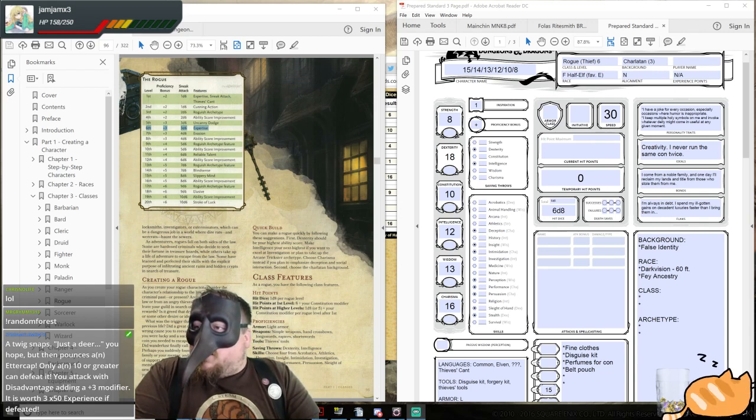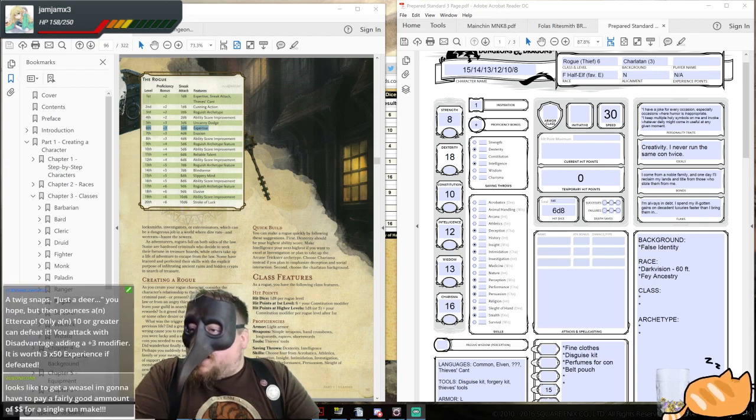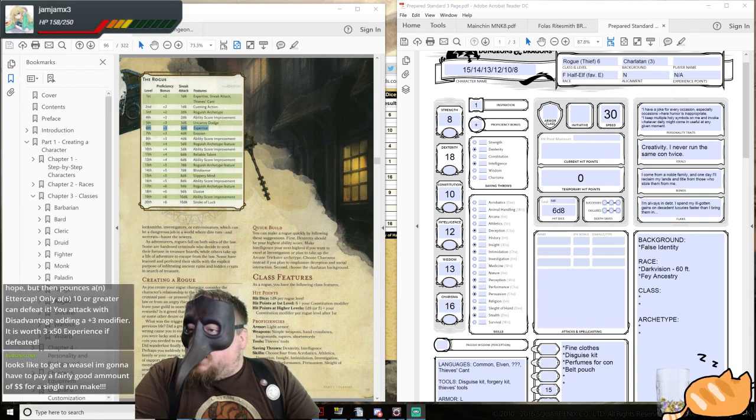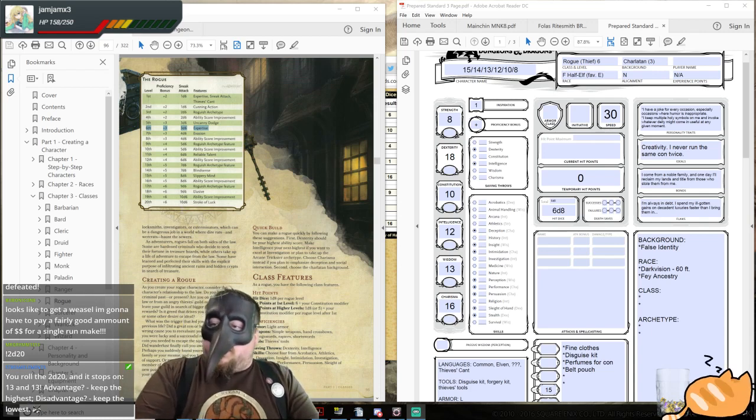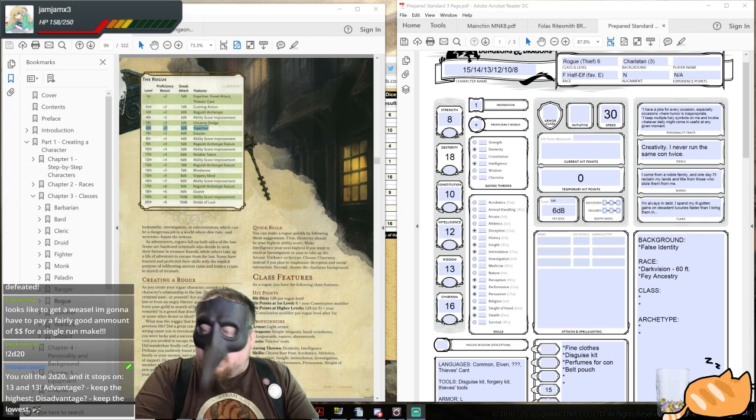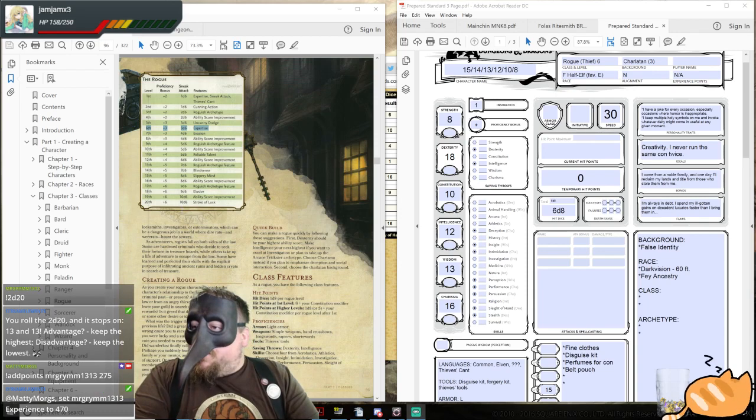So, Grim is on a rampage. You need an 8 or greater. Alright, so Grim is going to get 125 from that. And Grim is going to get... Oh, with the 13 and 13, nice. So 125 plus 150 is 275. There we go.